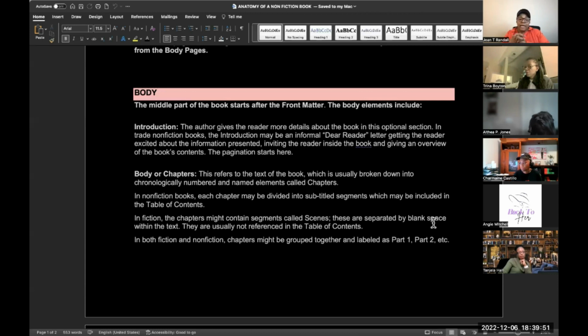In fiction, the chapters are usually called scenes. The people are called characters, right? And so those are separated by blank space within the text. So if you notice, if you're reading a fiction book, right, and there is a conversation between Joan and Charmaine, and then there's another conversation between Charmaine and maybe Althea, there is that blank space, right? Big space. And then you see the other dialogue happening.